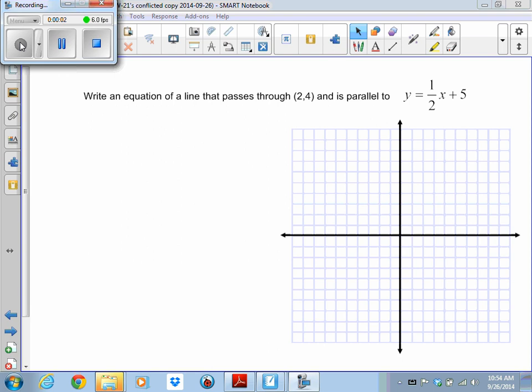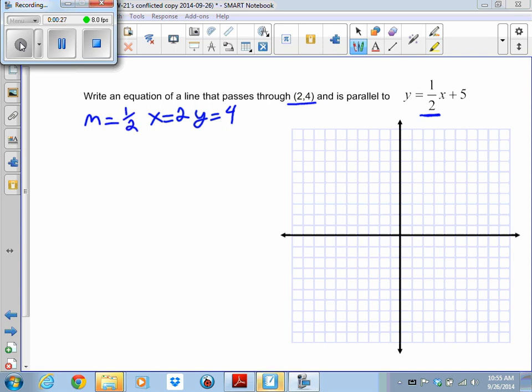All right, today we're going to learn how to write equations of lines that are parallel to other lines. So in this case, it's important that we know it goes through (2, 4). That means my x equals 2, my y equals 4. And then it's going to be parallel to this line. Parallel lines have the same slope, so here my m is 1/2.